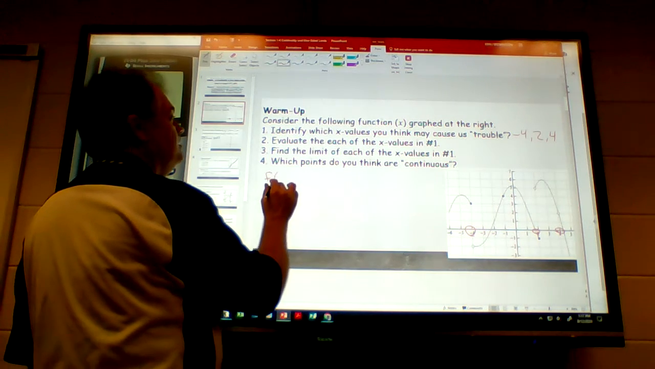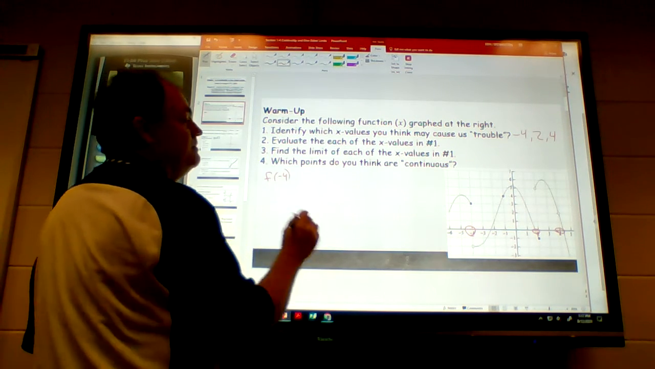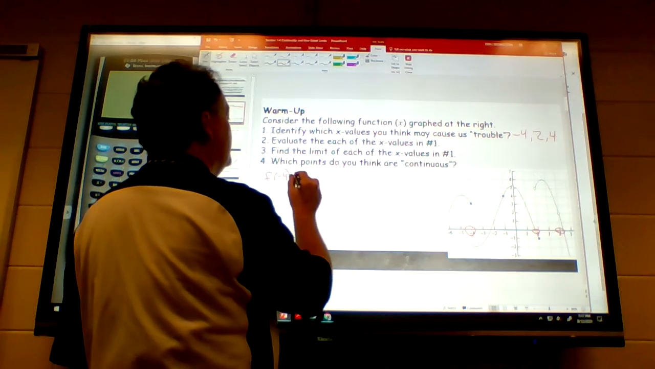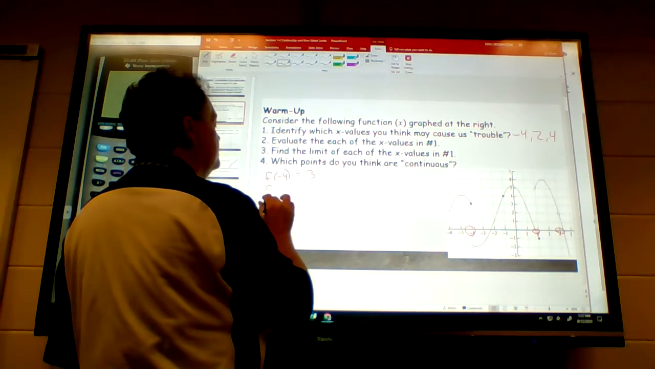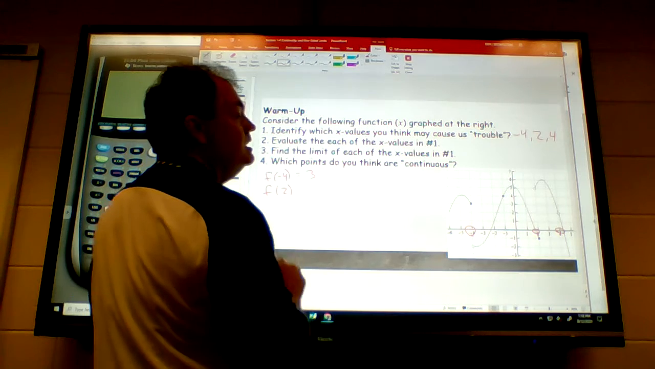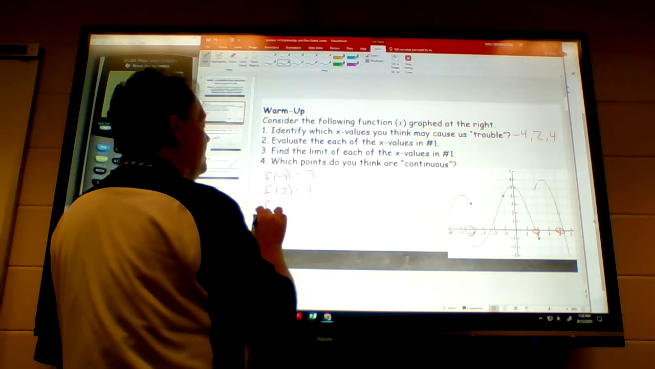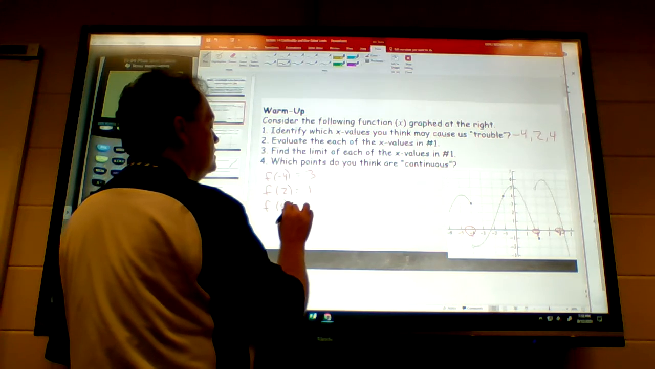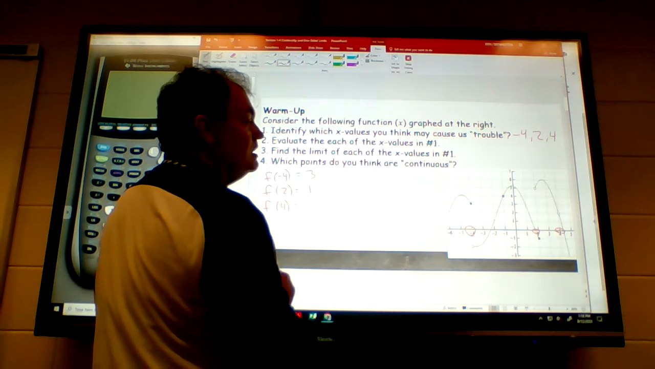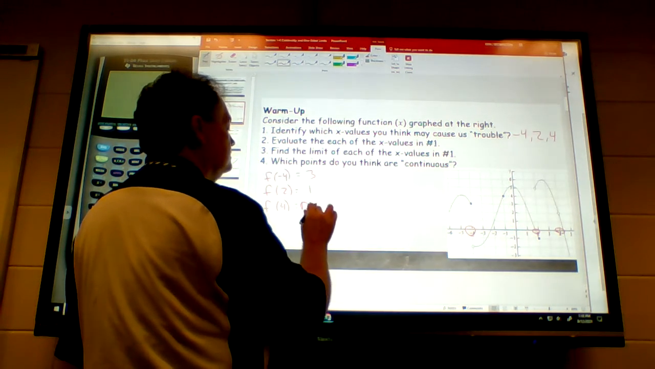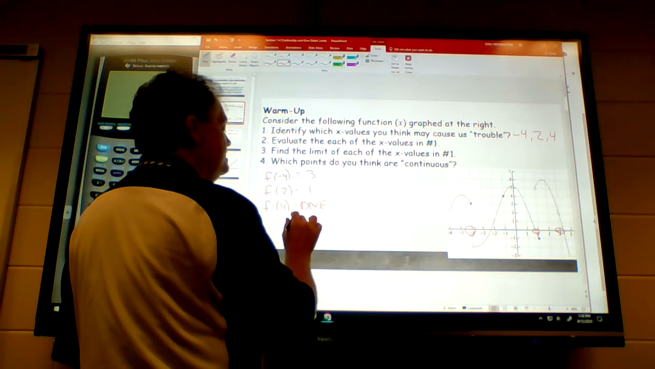So f of -4, if you look on here, f of -4 is +3. Just as f of 2 is going to be -1. And finally, f of 4, as you look, does not exist. And the reason is because it's open.